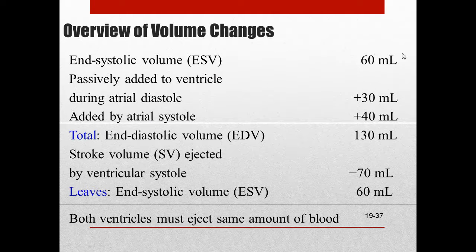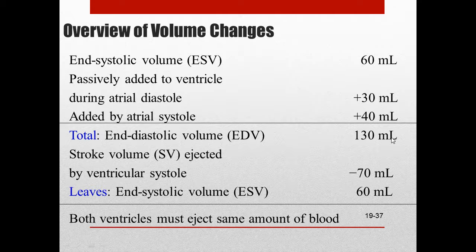is equal to about 60 milliliters. Now, passively added to the ventricle during atrial diastole is positive 30 milliliters. And then we add that to our atrial systole, which is 40 milliliters. So when we add up, we have our total diastolic volume, our end diastolic volume of 130.